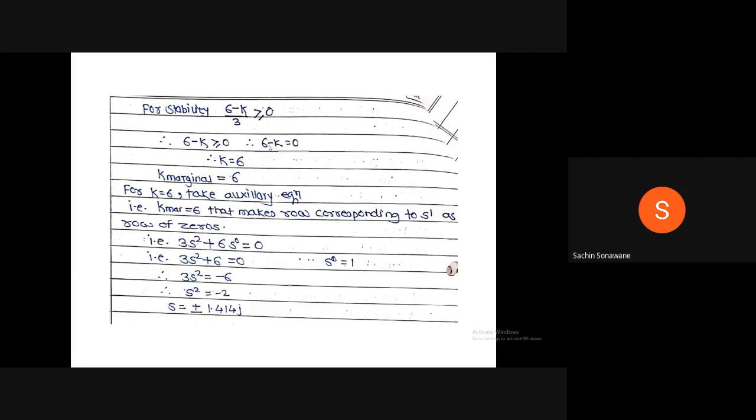Take the auxiliary equation, that is, k marginal is equal to 6. That makes the row corresponding to s raised to 1 a row of zeros. Therefore 3s square plus 6 is equal to 0. We have to substitute the value of k. Therefore 3s square is equal to minus 6. Therefore s square is equal to minus 2. Therefore s is equal to plus minus 1.414j.